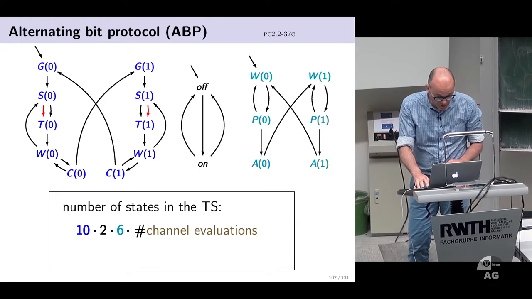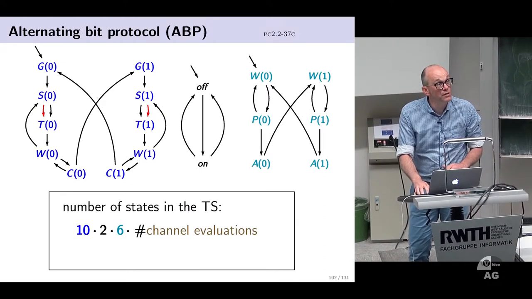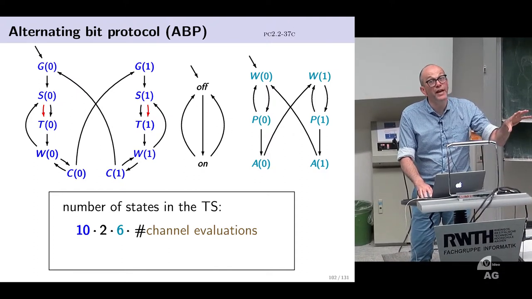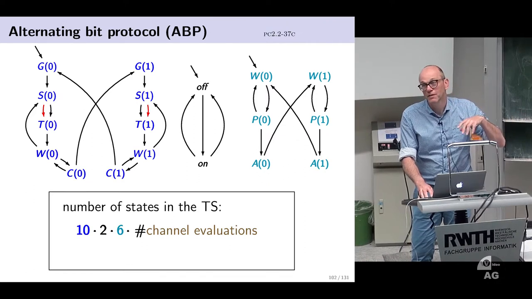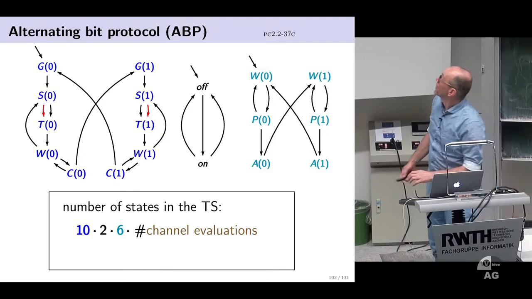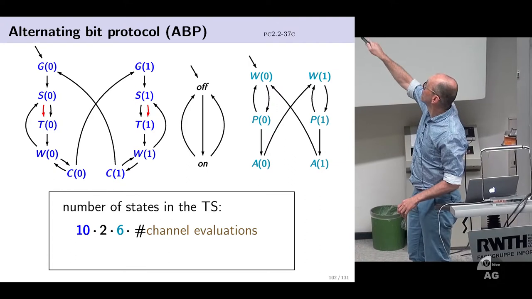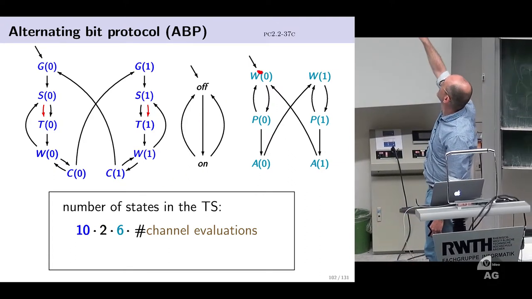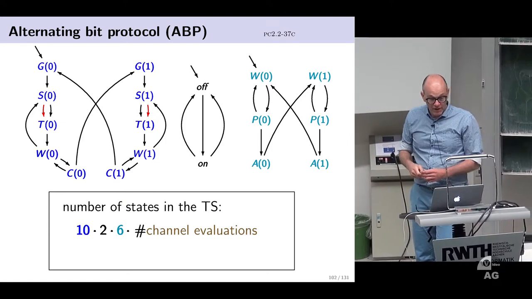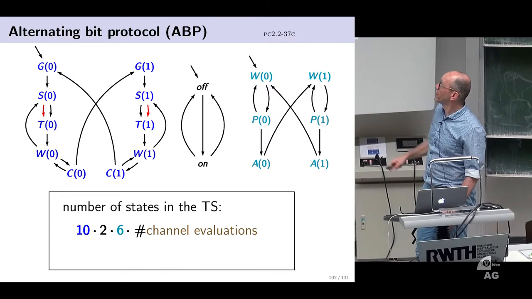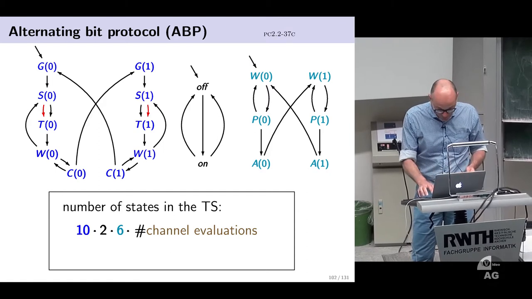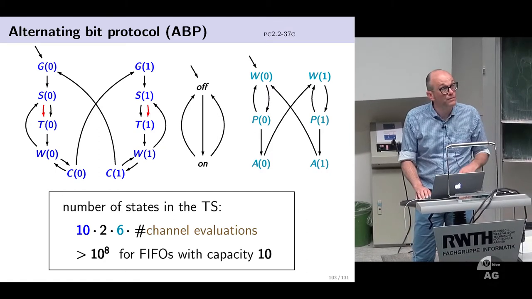Good. The number of states of the transition system is enormous. What we have seen is basically the program graphs. I did not even dare to draw the transition system. So how do I get to the 10? Well, 10 is the number of locations in the sender, 2 is the number of locations of the timer, and 6 is the number of locations in the receiver. And then I have the number of channel evaluations, and I think I even have to count X and Y, which are bit variables, but that's a small factor. I think I even omitted this. But that means a lot.